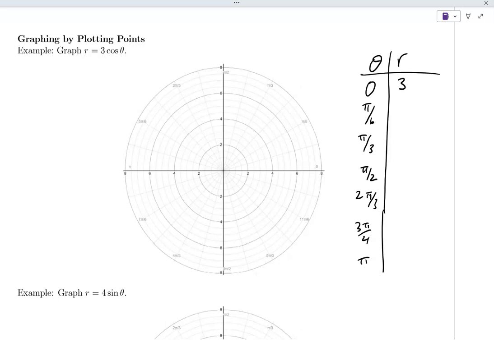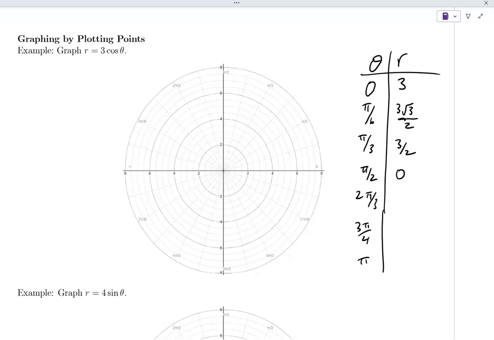Put in pi over 6. Cosine of pi over 6 is root 3 over 2. So I end up with 3 root 3 over 2. Cosine of pi over 3 is a half, so we end up with 3 halves. Cosine of pi over 2 is 0, so we end up with 0 here.